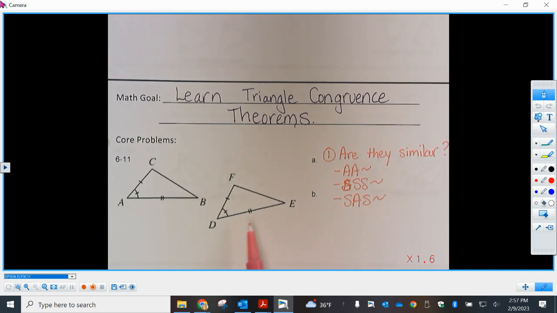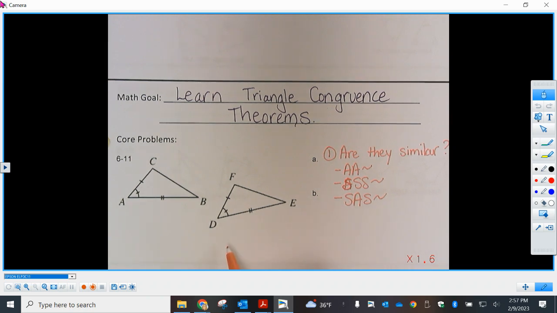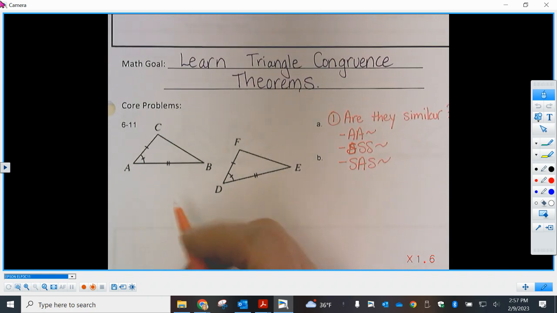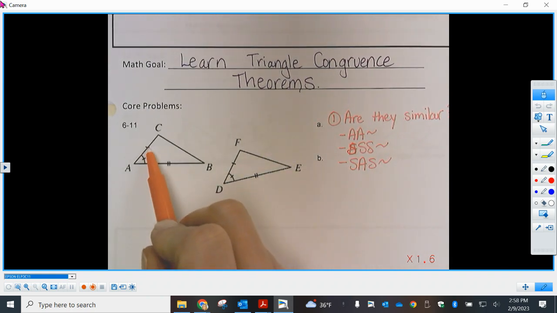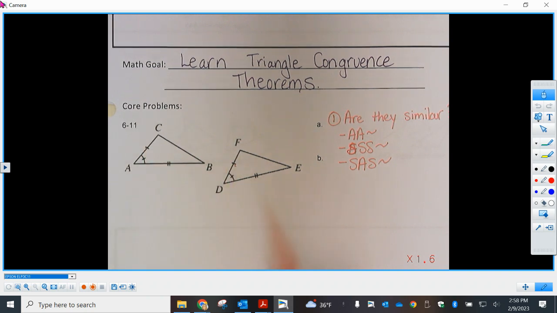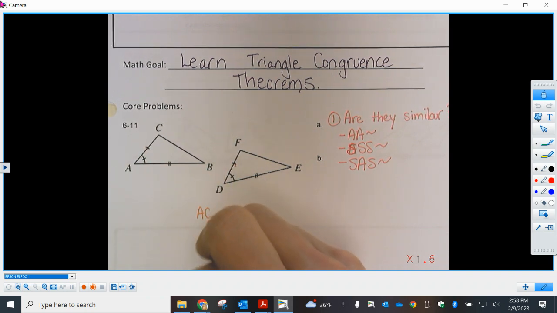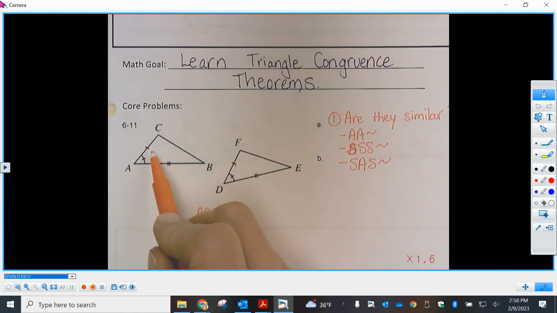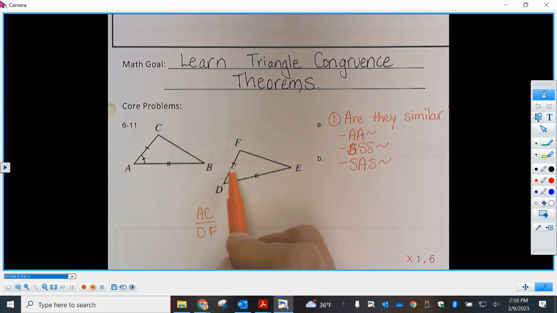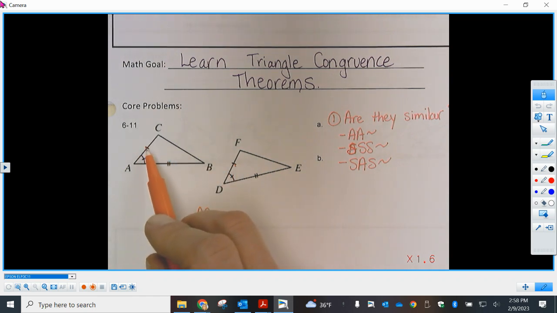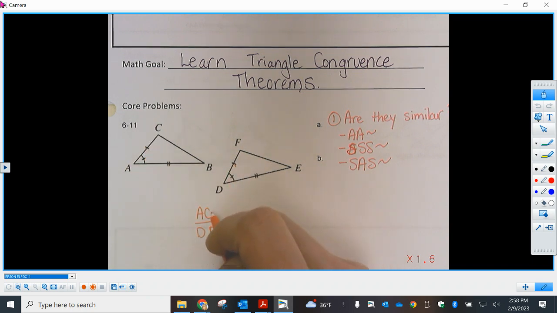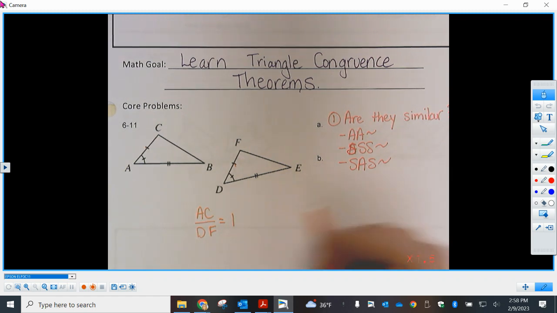If we look at this, we are going to start with step 1. We are going to try to show that they are similar. In class, to do that, we worked on flowcharts. I can see that these parts are labeled the same, so I can say AC over DF. They are marked as equal. Whatever number they are, if this was 5, this would be 5. If this was 105, this would be 105. When we divide a number by itself, that's equal to 1.